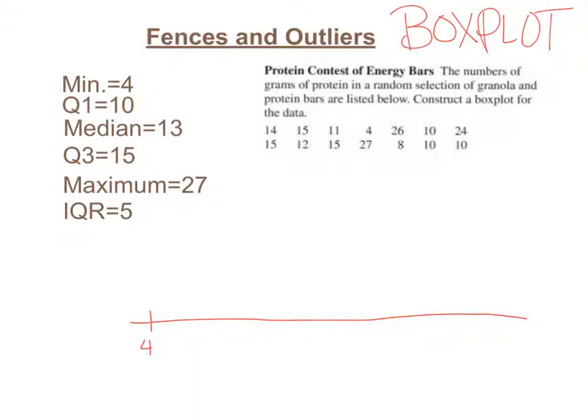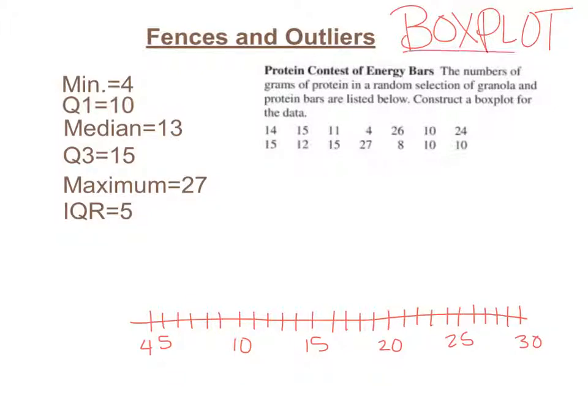I'm going to count up by 5, so there's 5, now I'll just 6, 7, 8, 9, 10, 14, 15, 20, 25, there's 30. So to make a box plot, you put the 5 numbers of the 5-number summary.